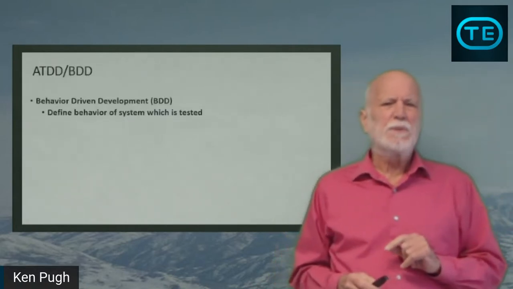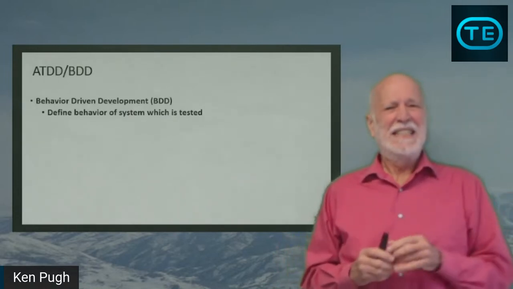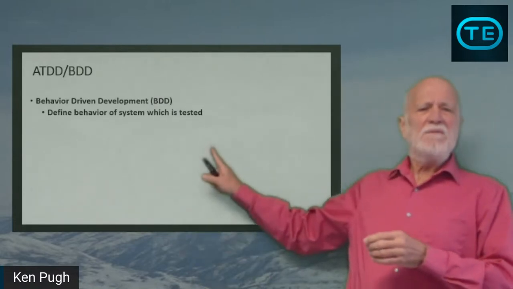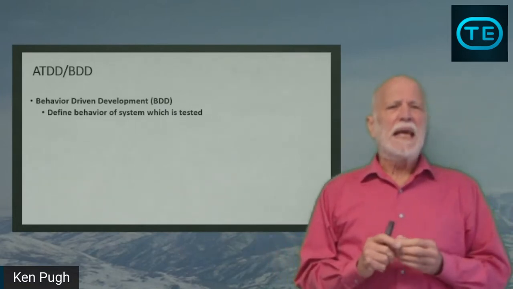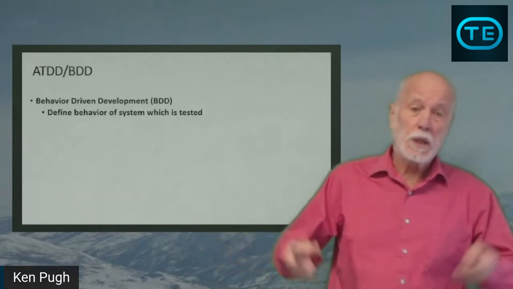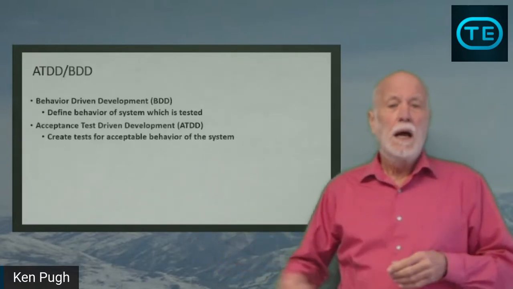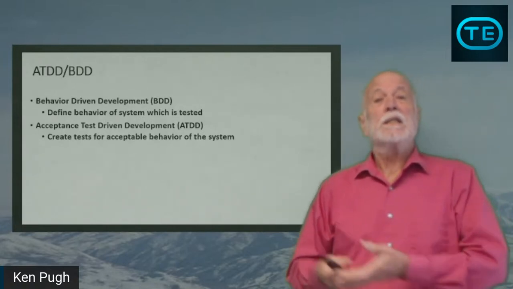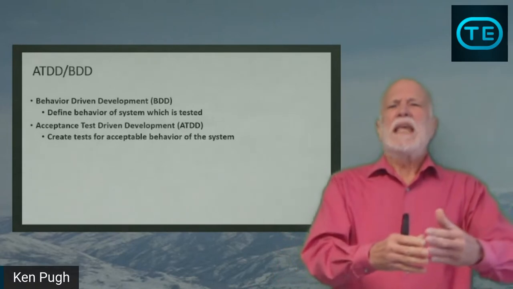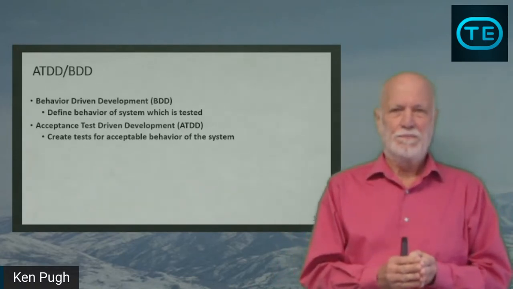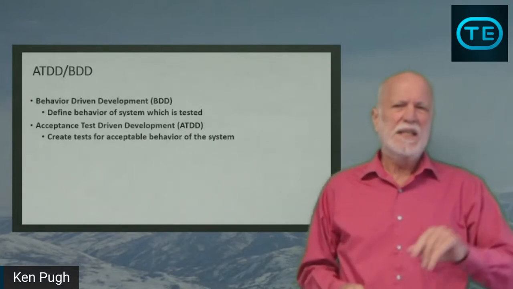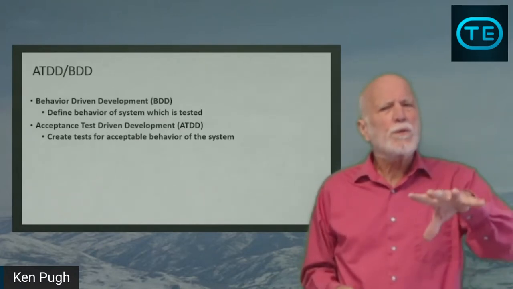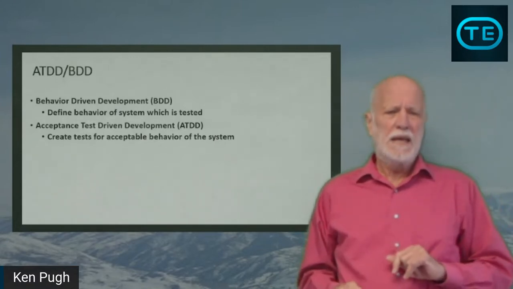So what is the difference between ATDD and BDD? Actually, not much. In fact, they're just 2 slight variations of perspectives on the same thing. Behavior-driven development defines the behavior of the system, which you're going to test. Acceptance test-driven development creates tests for the acceptable behavior of the system. We have behavior we're going to test. We create tests for that behavior, and the outcome is just about the same. So just 2 slight variations on exactly the same underlying principle. And they both use the idea of having a triad, having 3 perspectives to help determine that behavior.